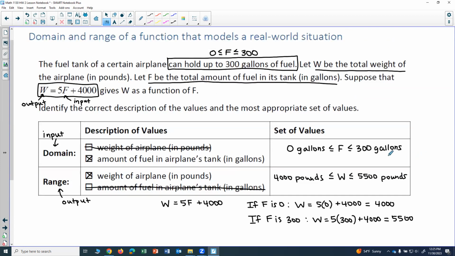So the key idea here is that the domain is the input, the range is the output, and you're going to get the set of values based on something that's written in the original statement. So some restriction. In this case, the restriction was the tank could only hold 300 gallons of fuel. For the weight, I'm going to take the minimum amount of fuel to find the minimum weight, and I'll take the maximum amount of fuel and plug it into the equation to find the maximum weight.